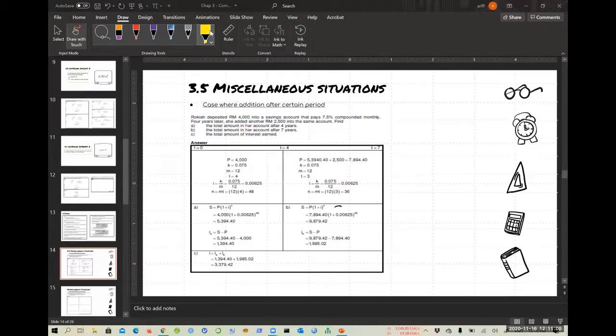Alright, so let's see how we can solve this problem. It says here, 4 years later she added another 2,500 in the same account. So what does the situation look like? So this is the situation.